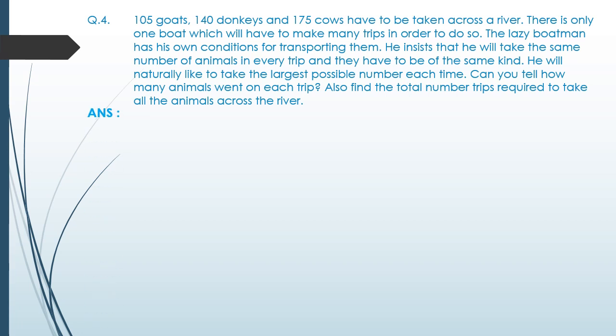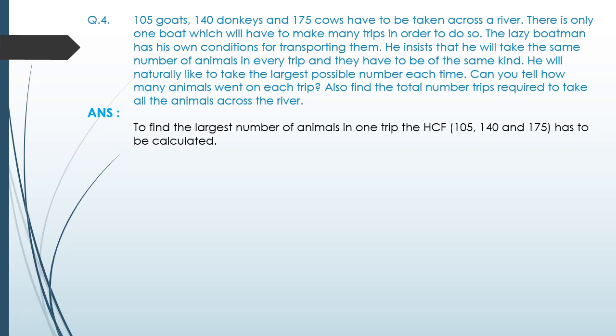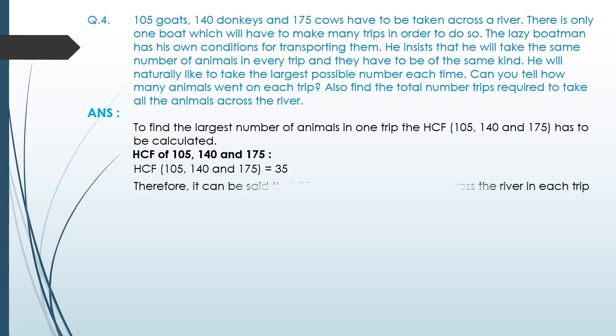So let us start with the answer. I'll be writing the first sentence like this. The largest number of animals in one trip which can be taken across the river is nothing but the HCF of 105, 140 and 175. So we need to calculate the HCF. You can calculate the HCF by using the prime factorization method, or you can do it by Euclid's division algorithm also. You decide how to do it. If you find the HCF of 105, 140 and 175, the answer will be 35. It means that in one trip that boatman can take 35 animals of one kind across the river. So this is the answer of the first question which they have asked.